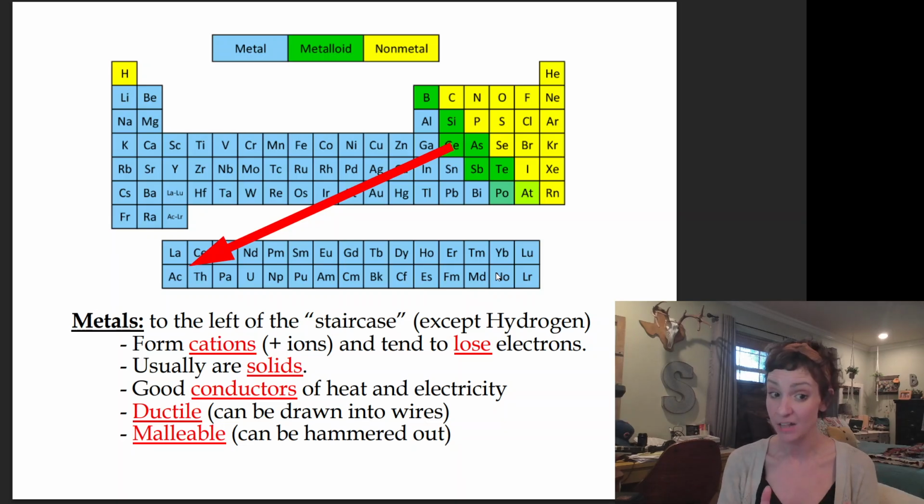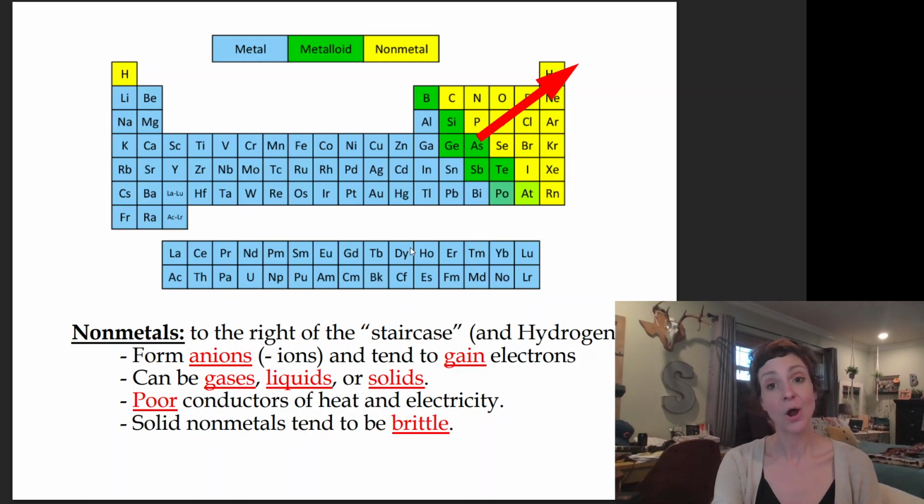Metals usually tend to be solids. They're also usually good conductors of heat and electricity. That just means they can allow heat or electricity to pass on through them from one side of the sample to another. That's why when you put a metal pan on your stove, it heats up very quickly, right? Metals are also ductile. Ductile is just a fancy term to mean it can be drawn out into a teeny tiny thin wire. And metals are also malleable, which just means you can hammer it down into a thin sheet.